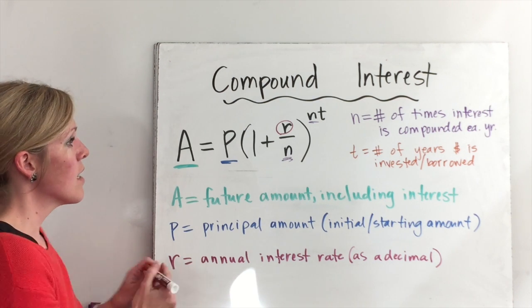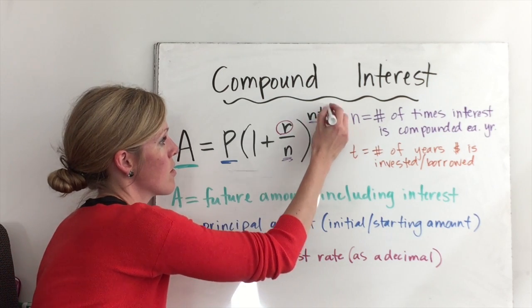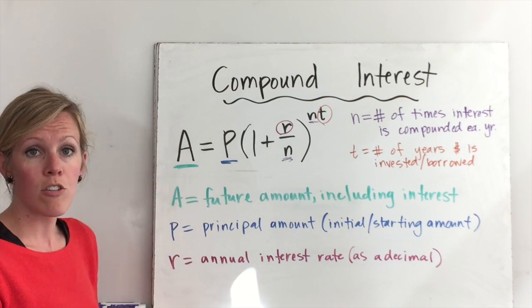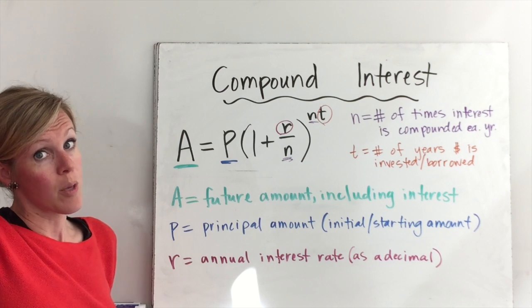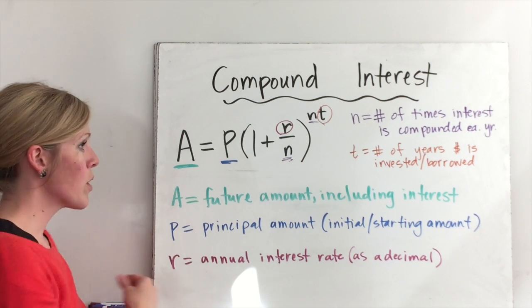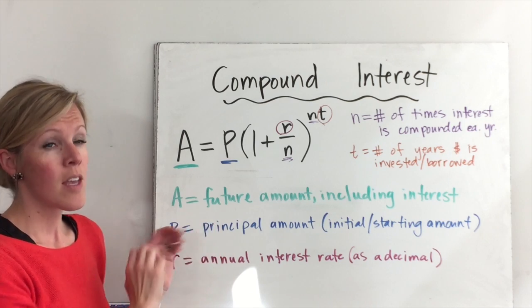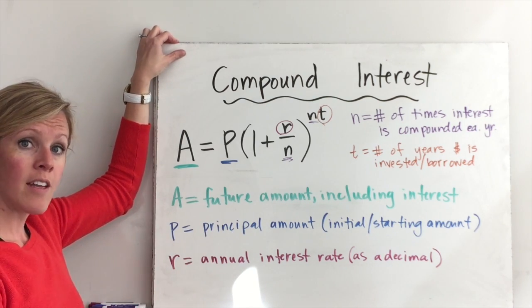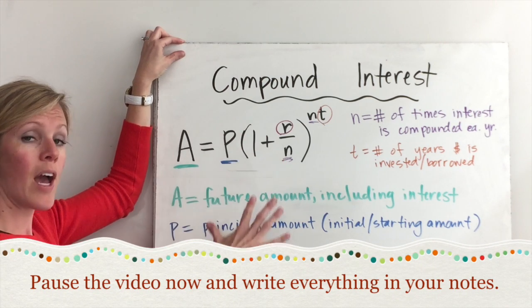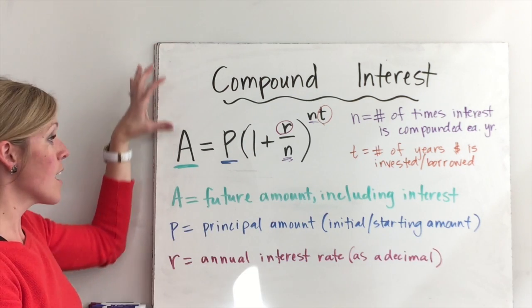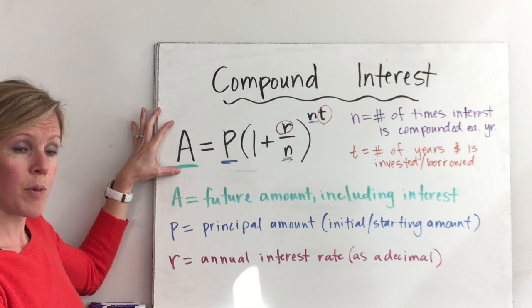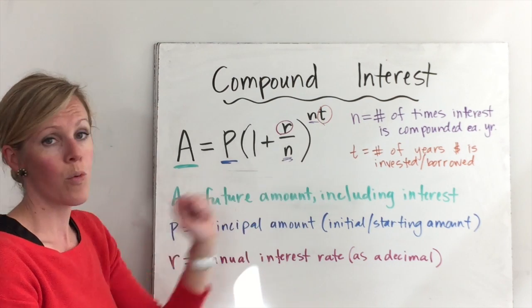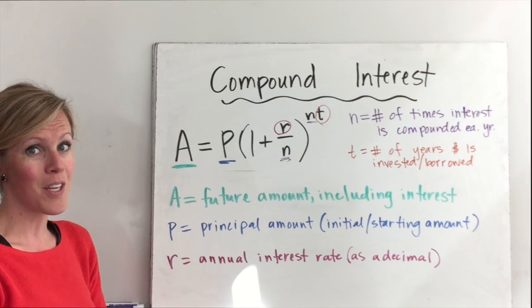Then T is the number of years your money is invested or borrowed if you're talking about a loan. That will be given to you in the problem. Let's look at an example so this can be a little clearer. Before we do that, pause the video if you need to make sure you have all of this in your notes. Again, you do not have to memorize this formula, but you have to understand what all of the letters represent. Pause the video now.